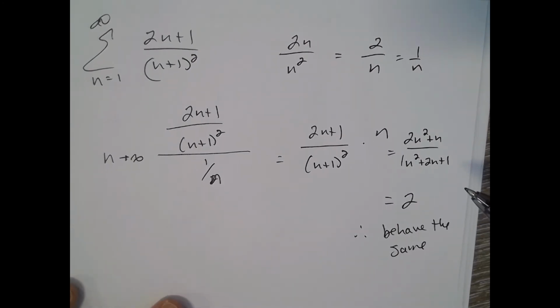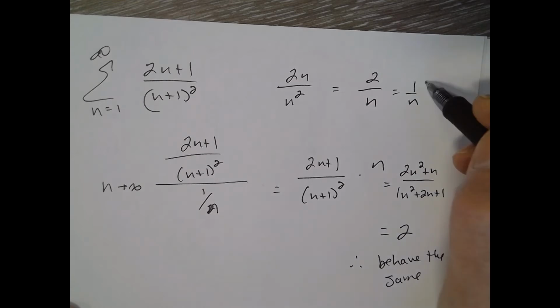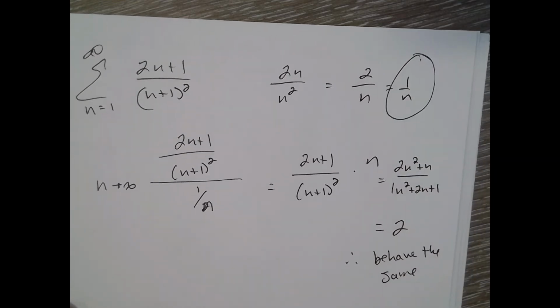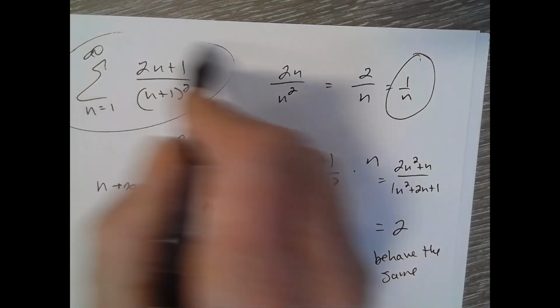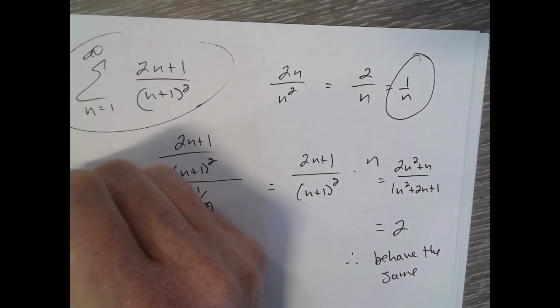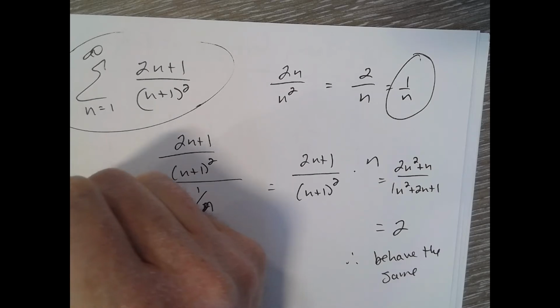Okay, what do I know about this right here, this series? Does that converge or diverge? It diverges. That's called the harmonic series. It diverges because p is 1. So then this one would diverge. Limit comparison test.